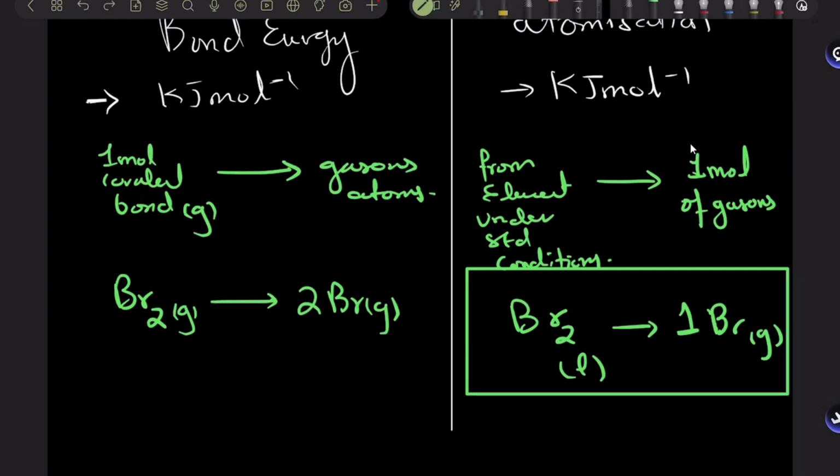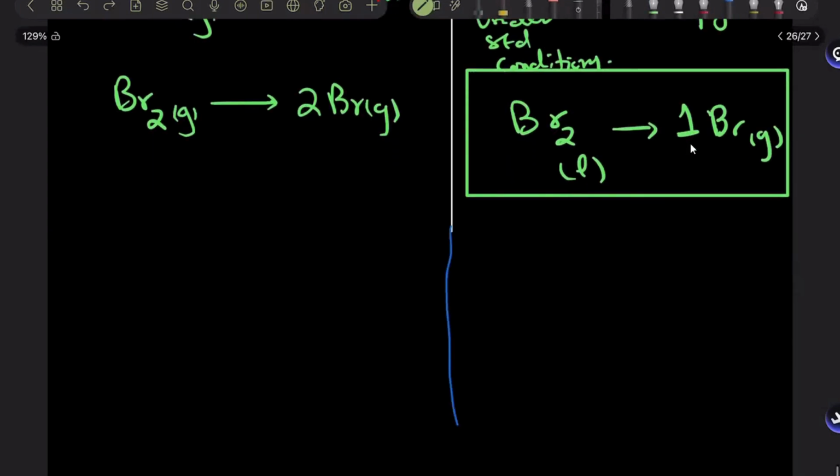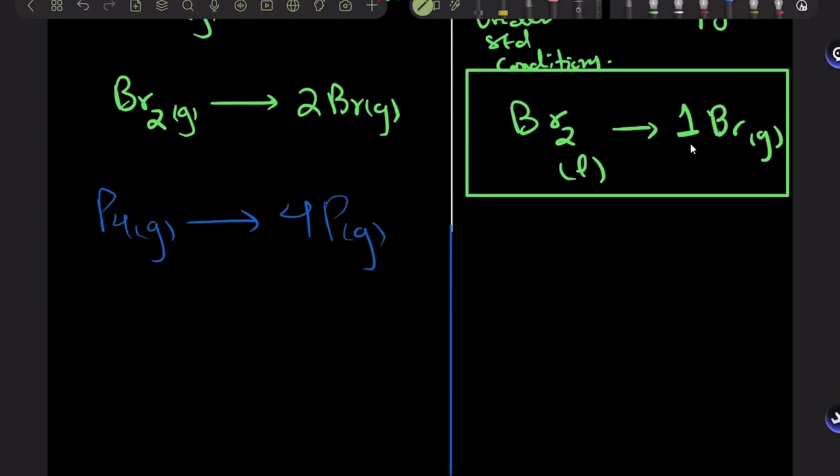What about phosphorus? If I want to write the bond energy for phosphorus, phosphorus exists as a P4 solid at room temperature. But for bond energy, I would have to start with the P4 gaseous molecule and make 4P gaseous atoms. This is the bond energy of phosphorus. But atomization of phosphorus would be different. In atomization, I form 1 mole of a phosphorus gaseous atom from its element under standard conditions, which is P4 solid.